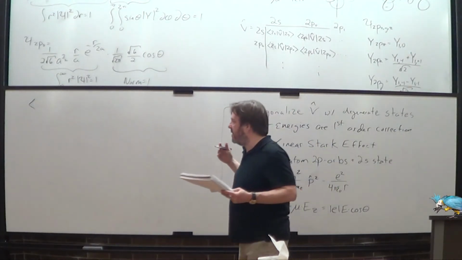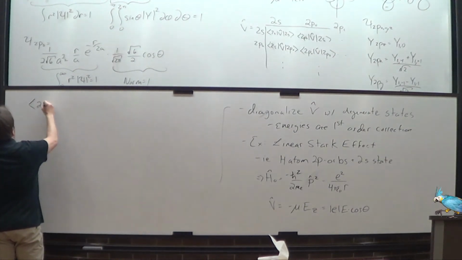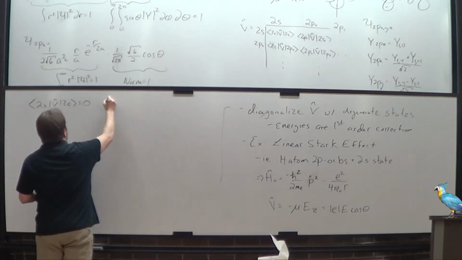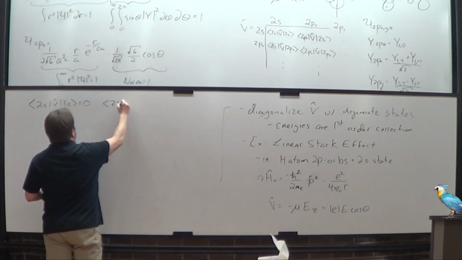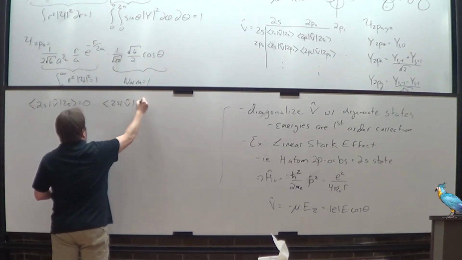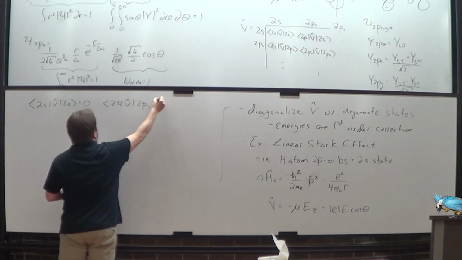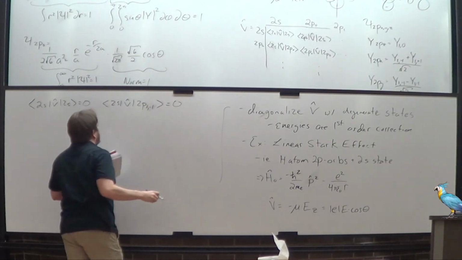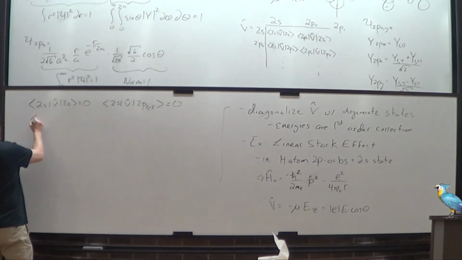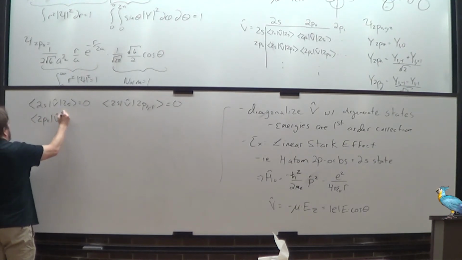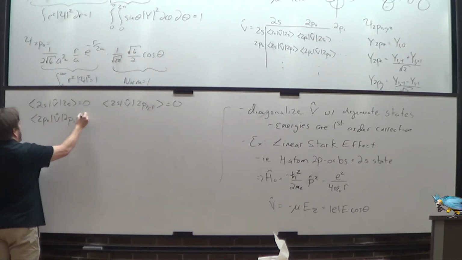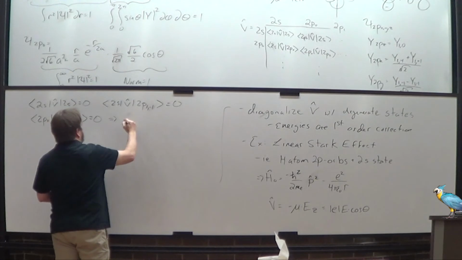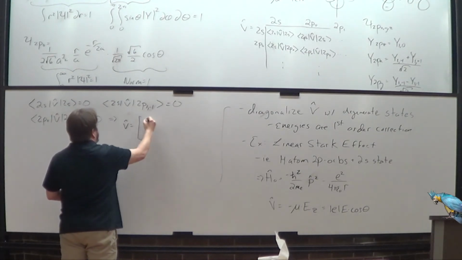with these wave functions, you can already figure out a couple of things, like 2s, v, 2s, is 0, 2s, v, 2p1, or minus 1, 1, minus 1, or 0. And also 2p0, v, 2p1, or minus 1, or 0. So our matrix is looking like this.